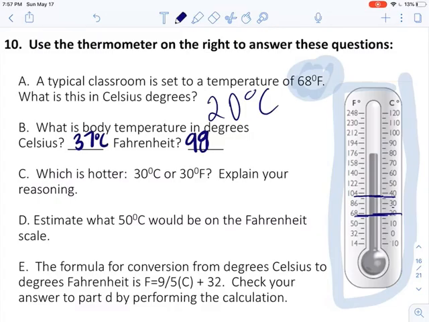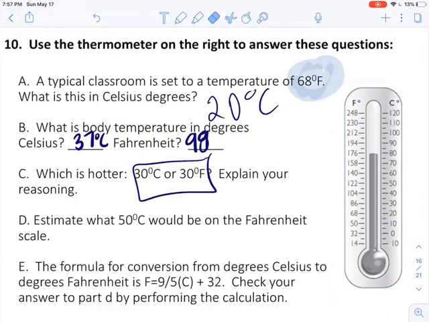Which would be hotter, 30 degrees Celsius or 30 degrees Fahrenheit? Why do you think so? If we found 30 degrees Celsius and 30 degrees Fahrenheit on our thermometer, 30 degrees Fahrenheit would be about right here, and 30 degrees Celsius would be about right here. So 30 degrees Celsius would be warmer.